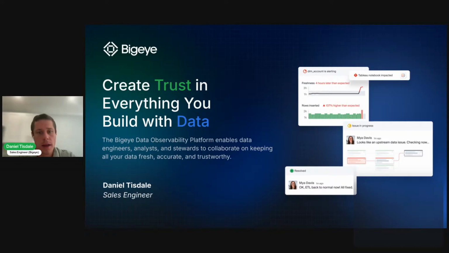So that could be data products, could be the data that's feeding into AI models, could be dashboards, critical tables, views, anything of that nature. So really our goal as a data observability platform here at Bigeye is to enable many different personas, data engineers, analysts, data stewards, to be able to easily collaborate on keeping all of your data fresh, accurate, and trustworthy.